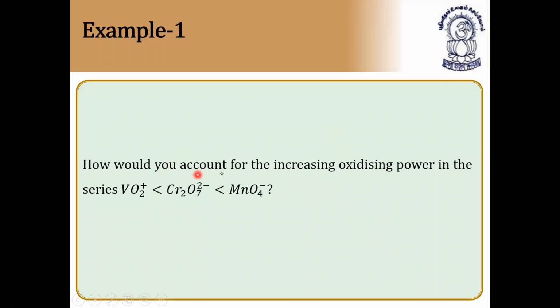Now, how would you account for the increasing oxidizing power in the series VO2+ to Cr2O7 2- and MnO4-? Simply see the oxidation state of VO2+. Find the oxidation states and easily you'll get the answer. The oxidation state of vanadium: x - 4 = +1, which implies x = +3.